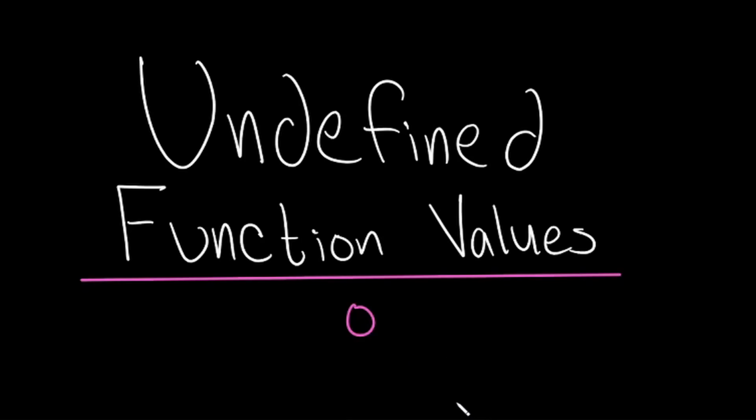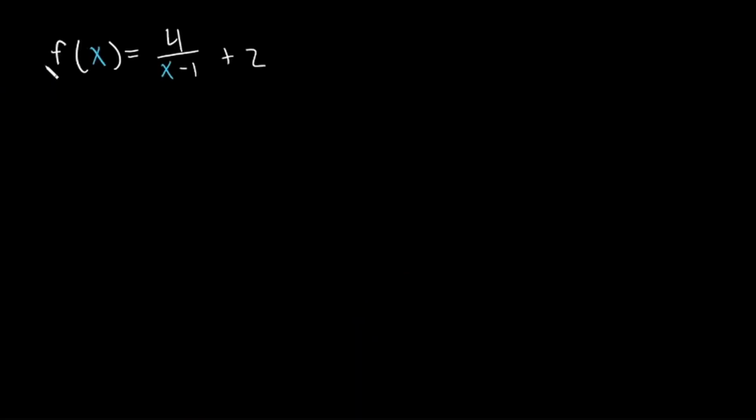Undefined function values. Let's say we are given the function f of x is equal to 4 over x minus 1 plus 2, and we are asked to solve for f of 1. So let's plug in 1 for our x value and try to solve. We will have 4 over 1 minus 1 plus 2.